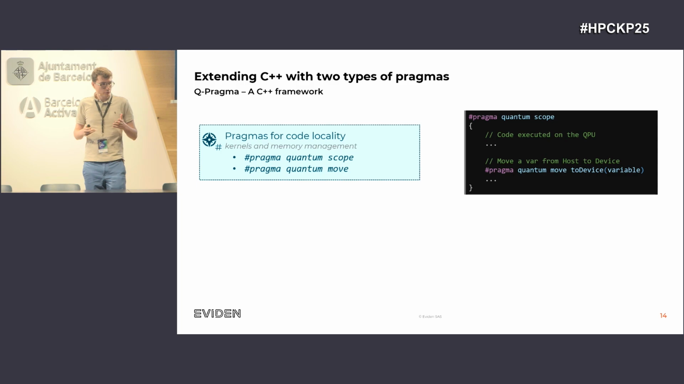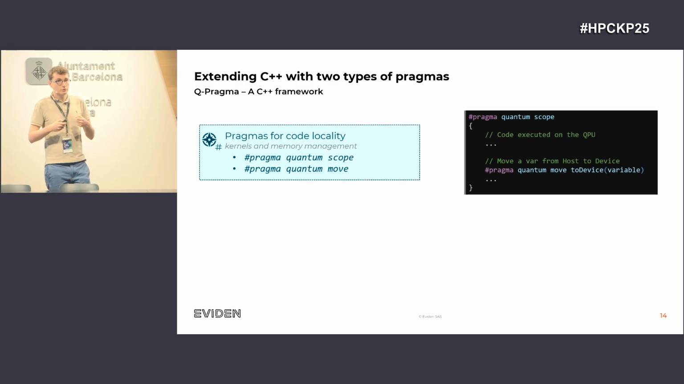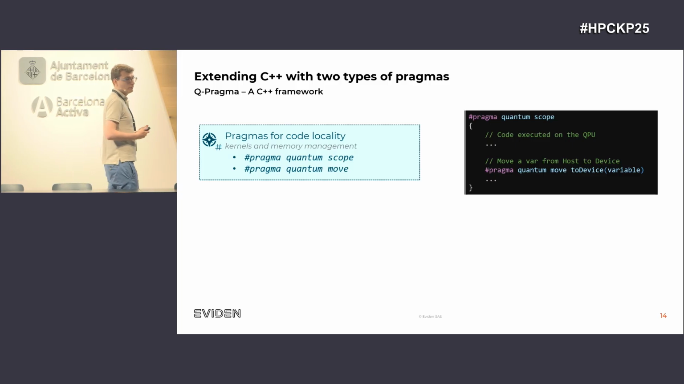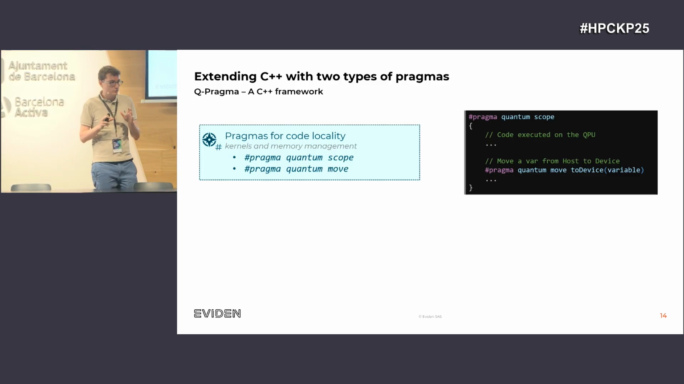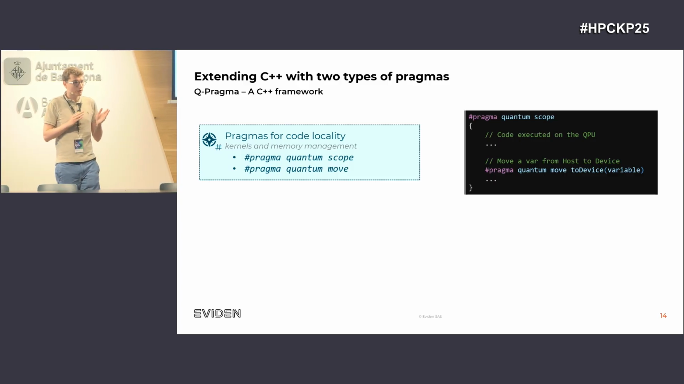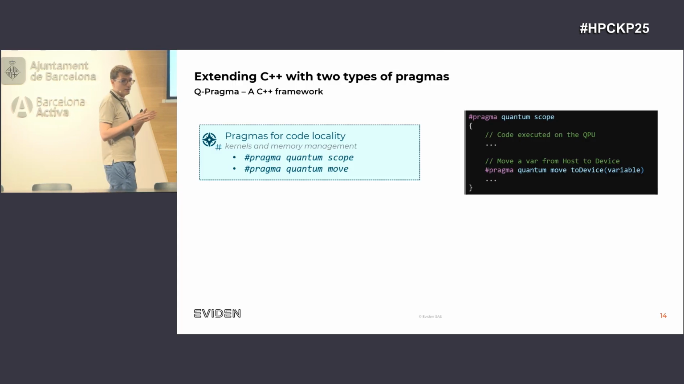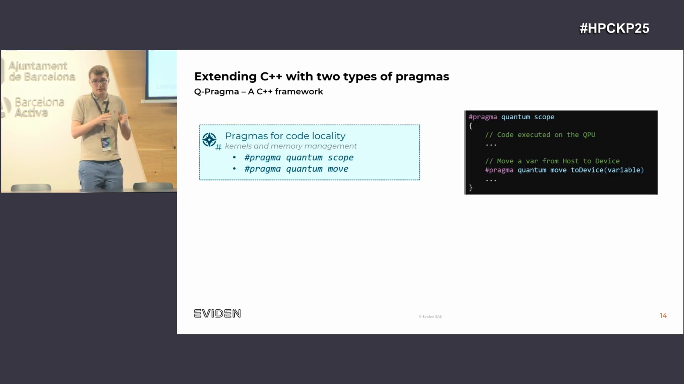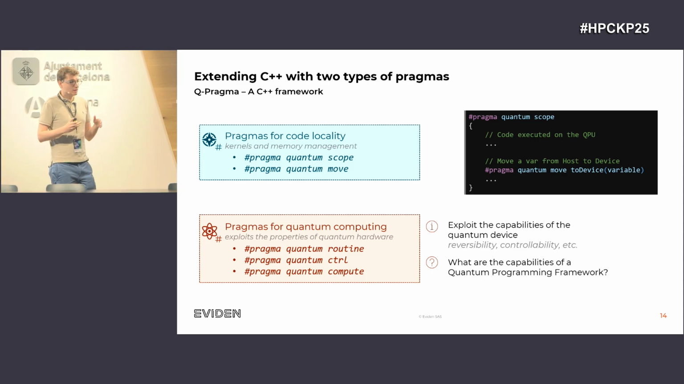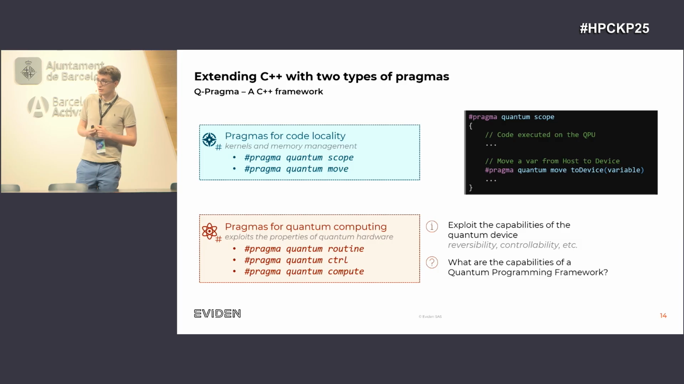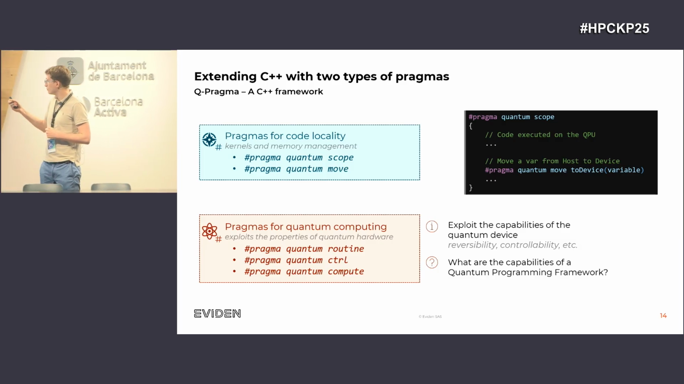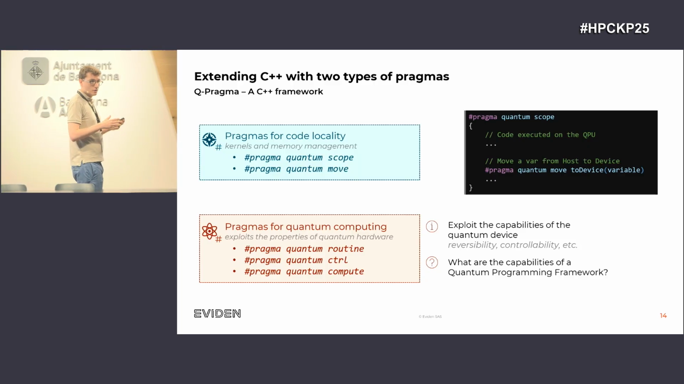So we introduce a new programming framework called Q-Pragma that introduces a set of pragmas to extend the behavior of C++. We have two pragmas, pragma quantum scope and pragma quantum move, to select the code locality. It's kernel and memory management. It's used to decide if a sample of code is executed on the CPU or on the GPU, and also to decide if some memory should be stored on the CPU or on the GPU part. And we also have some pragmas to add quantum capabilities to C++: the pragma quantum routine, pragma quantum control, and pragma quantum compute. I will give you some examples of these pragmas a little bit later.